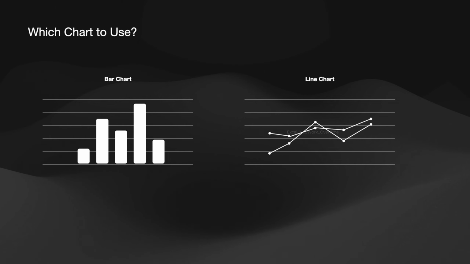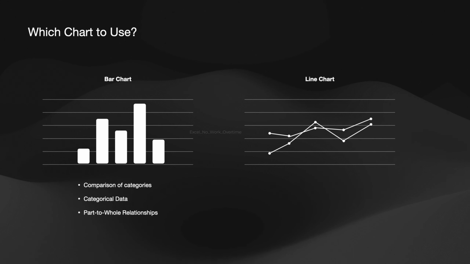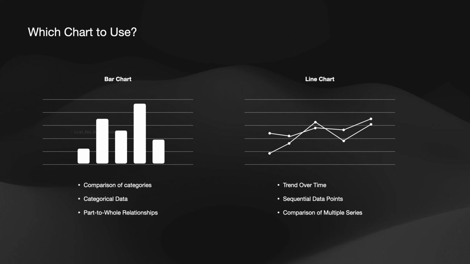The choice between using a bar chart and a line chart in Excel, or any other data visualization tool, depends on the nature of your data and the story you want to convey. A bar chart provides comparison of categories because the underlying dataset is categorical. Also, we can create a part-to-whole relationship by stacking a bar chart. Comparatively, a line chart aims to provide insight into trends over time as the data points are often sequential.